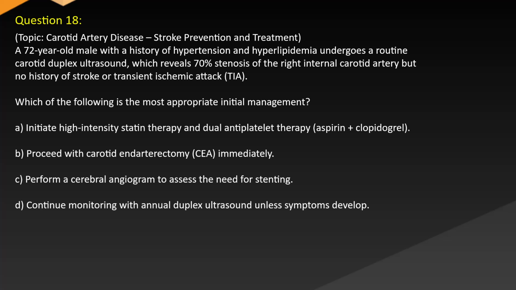Stroke prevention and treatment. A 72-year-old male with a history of hypertension and hyperlipidemia undergoes routine carotid duplex ultrasound, which reveals 70% stenosis of the right internal carotid artery, but no history of stroke or transient ischemic attack, TIA. Which of the following is the most appropriate initial management?